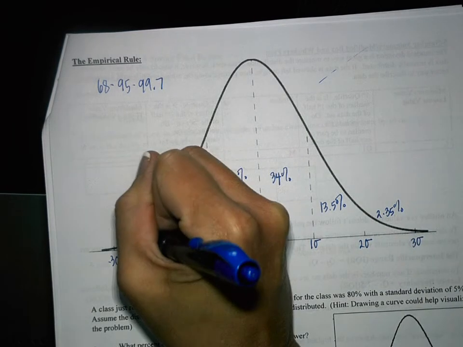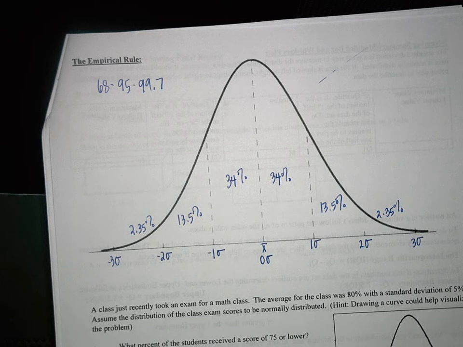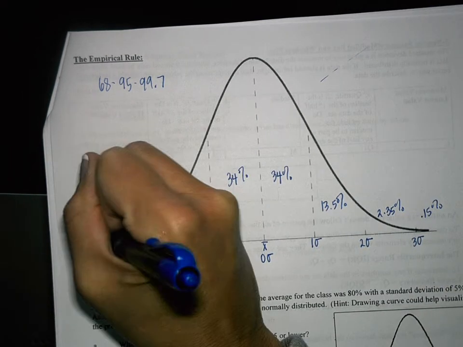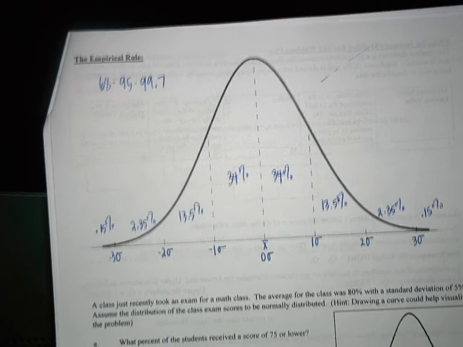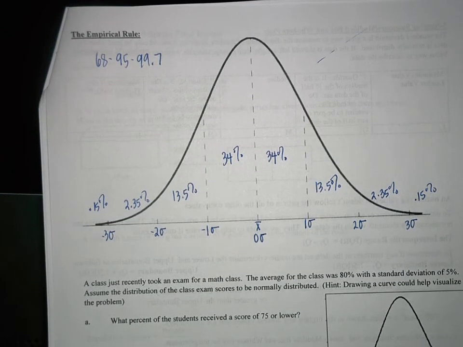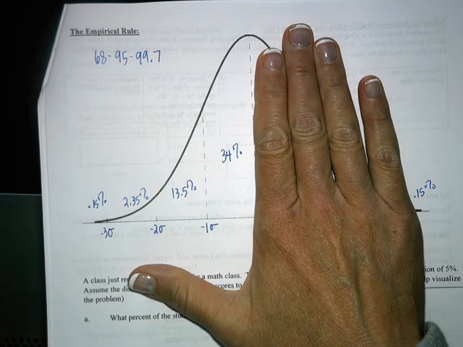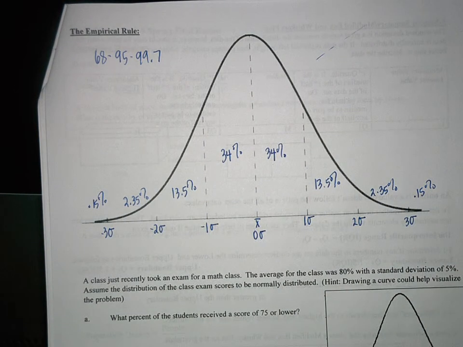2.35% on each side. And then beyond the 3 standard deviations was 0.15%. Okay. And so we also can remember, you can split it up, but each half is exactly 50% of the data. And the whole bell curve has 100%.